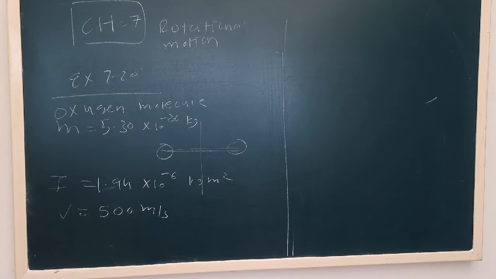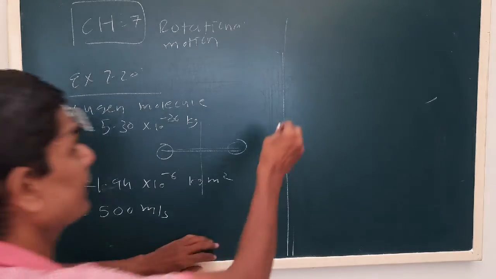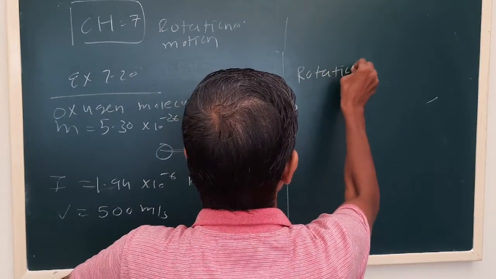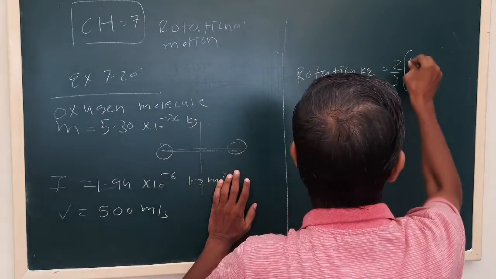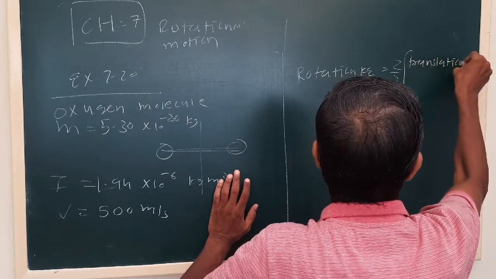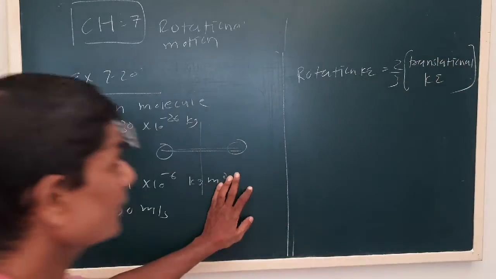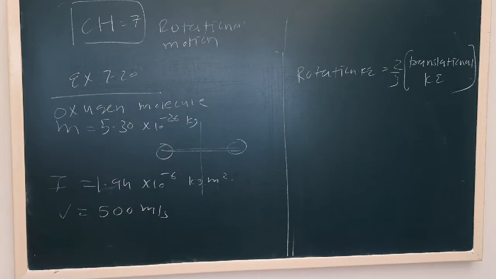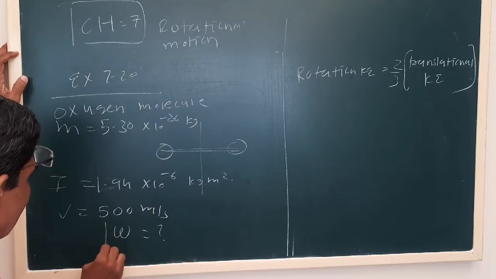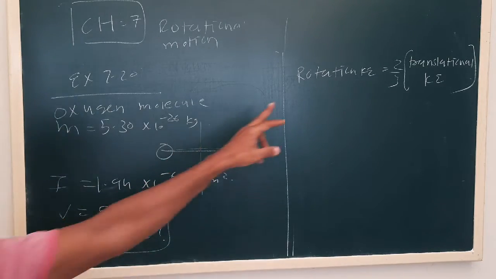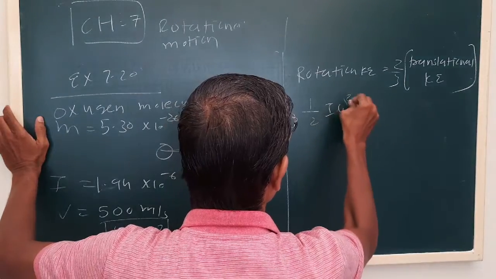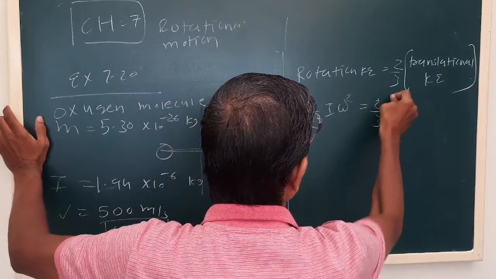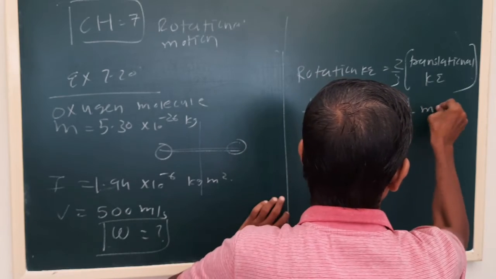Okay. Now, given condition that rotational kinetic energy is 2 by 3 of translational kinetic energy, what will be the angular speed? See, we have to calculate the angular speed. Now what is the formula of rotational kinetic energy? 1 by 2 I omega square. See, here it is 2 by 3 of translational kinetic energy, which is 1 by 2 mv square.